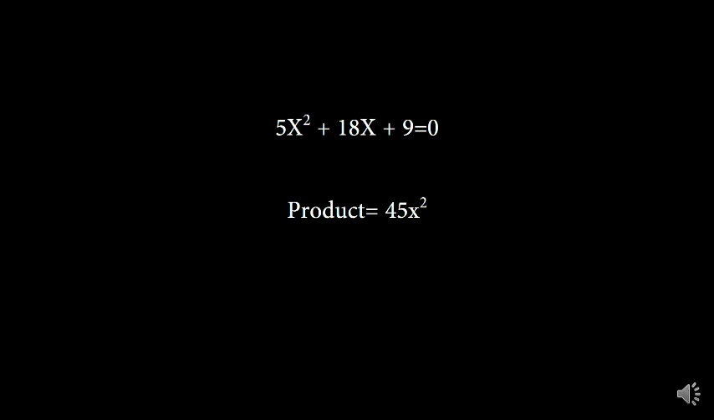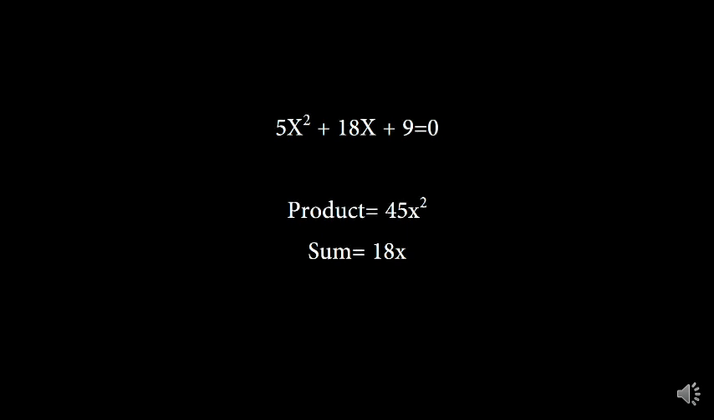So the first method I'm going to be using today is the factorization method. Okay. So now, since this is a quadratic equation, what we do is find the product and the sum. The product for this question is 45x squared, and the sum for this question is 18x. So how did I get my product? 5x squared times 9 is equal to 45x squared, and the sum is the middle term, which is 18x.